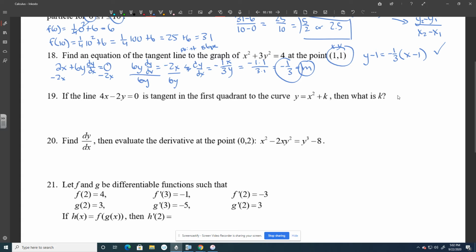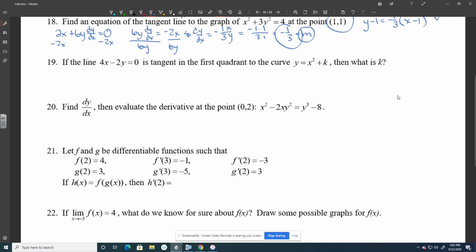So 19, if the line 4x minus 2y is equal to 0, if that line is tangent in the first quadrant to the curve y equals x squared plus k, then what is k? Okay, that's a lot of information.